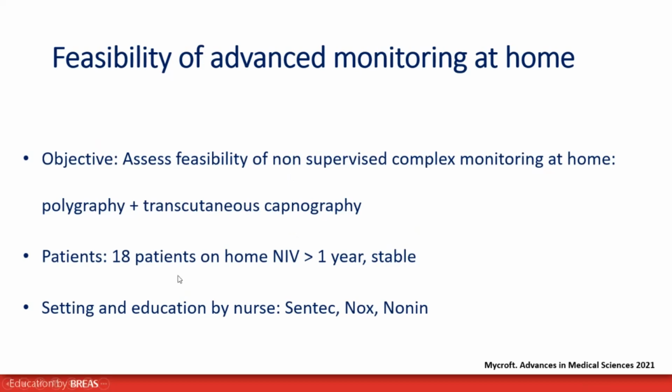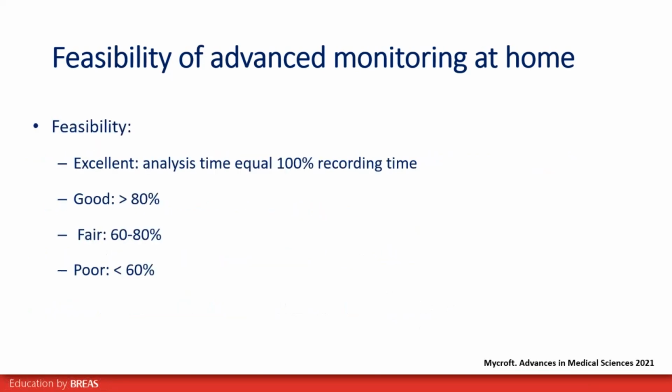So they included 18 patients that were on home NIV for more than 1 year, considered as stable. And the setting of the monitoring device, and the education was done by a nurse that went home to see the patient, and the nurse installed the Sentec capnograph, a NOX polygraph, and a Nonin SpO2 sensor. And then they evaluated the feasibility.